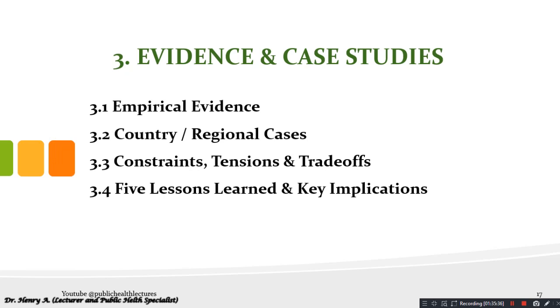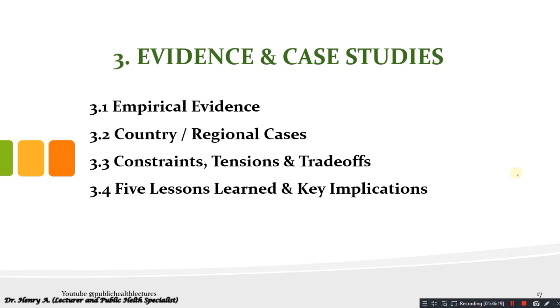Before we discuss the 5 lessons learned, let me just quickly talk about these constraints. I think it's very important. I will discuss them. Number 1 is underfunding of the PHCs. Number 2, workforce shortages. And then you have maldistribution of these resources. So it's very important that we take note of that. Very, very important.